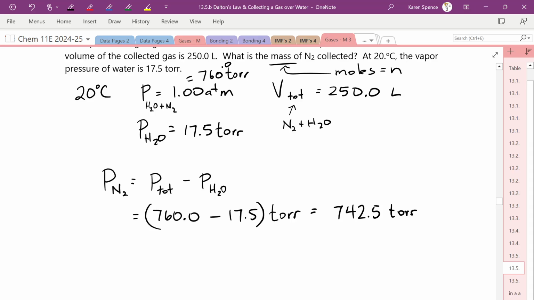Now, if we're going to solve for n, we would probably be using PV equals nRT. So we need the volume of nitrogen. What would we use to find the volume of nitrogen? Mole fraction. So we need the mole fraction of nitrogen times the total volume.